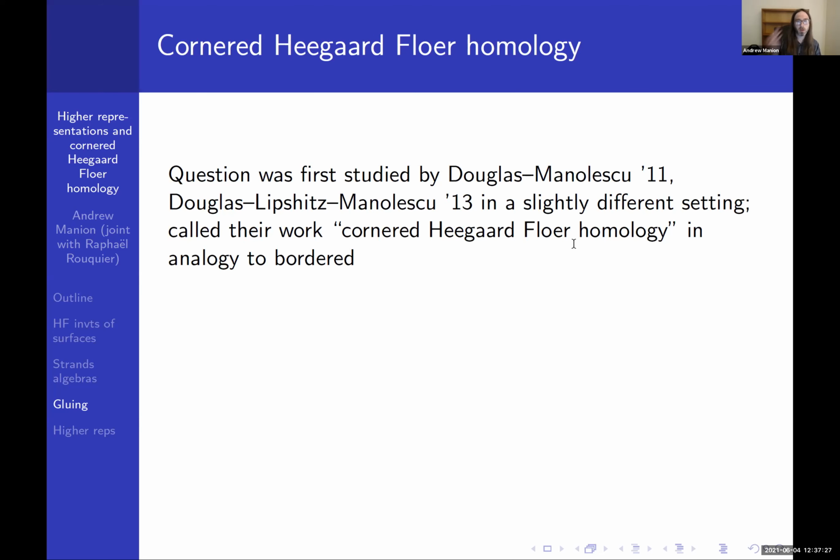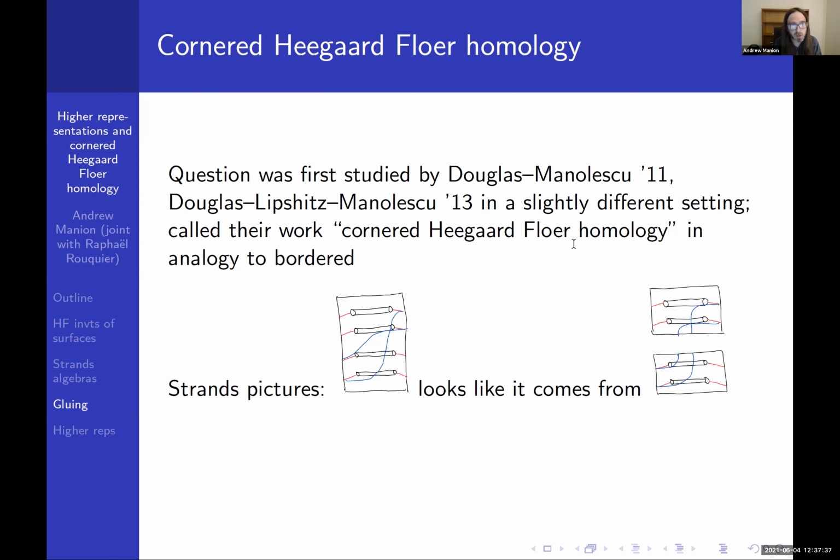But this is the question of cornered Floer homology for the two-dimensional invariants, for the surfaces. And then you can also talk about it for three-manifolds with corners as well. But I'm just going to be talking about the two- and one-dimensional parts of it today.